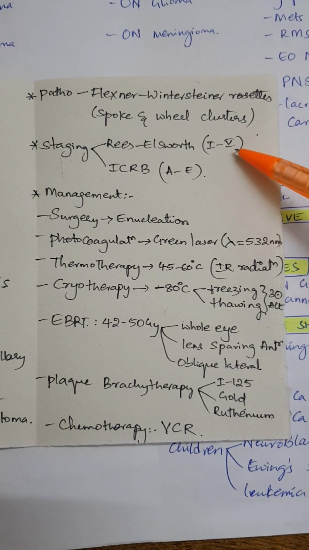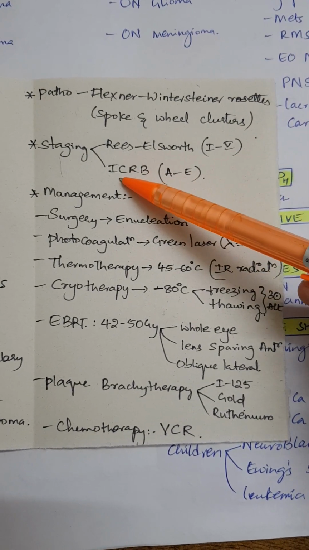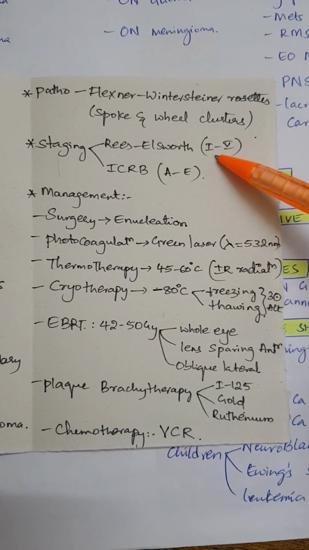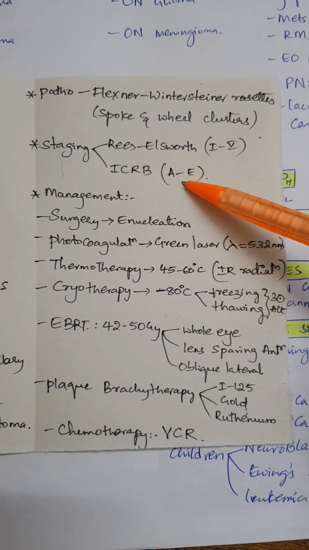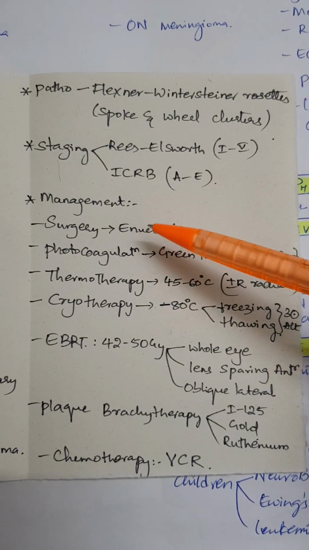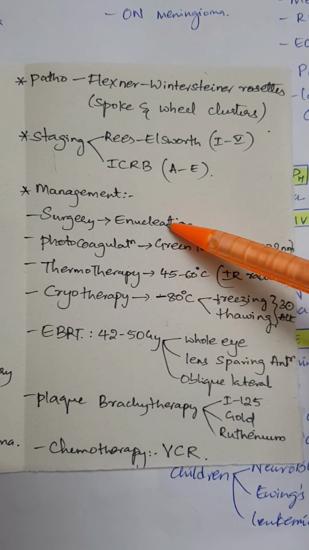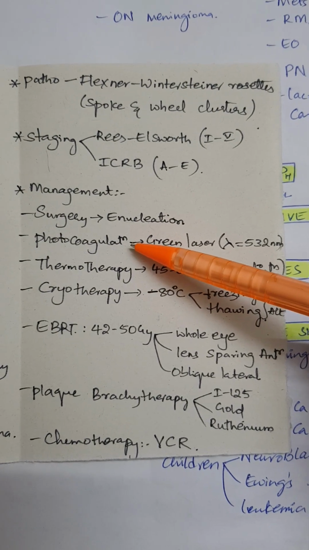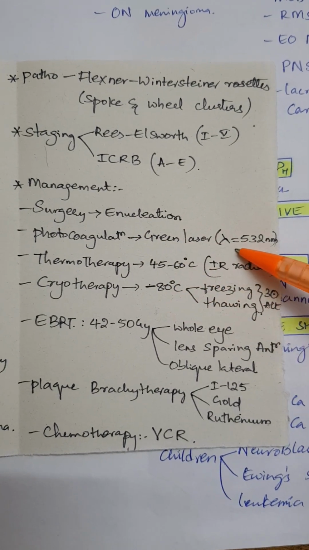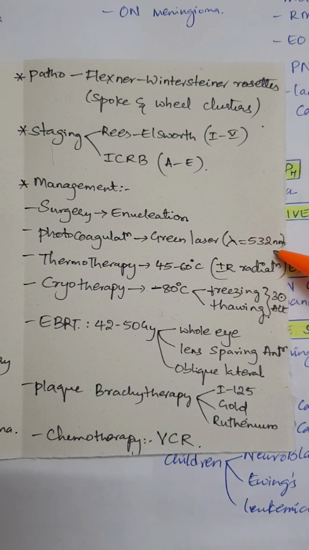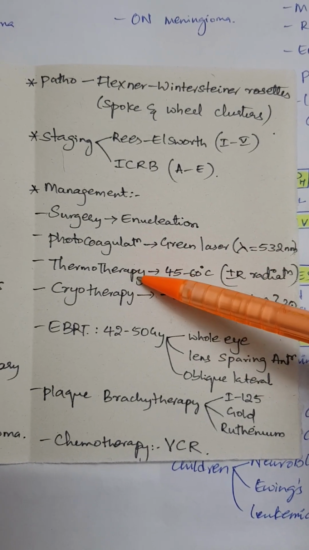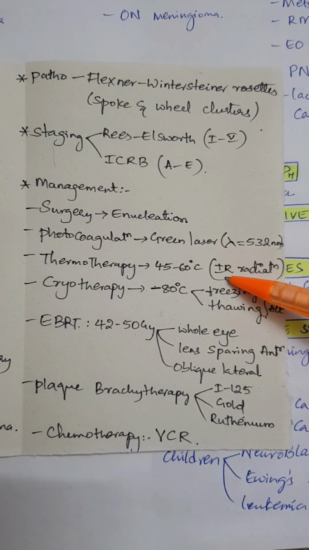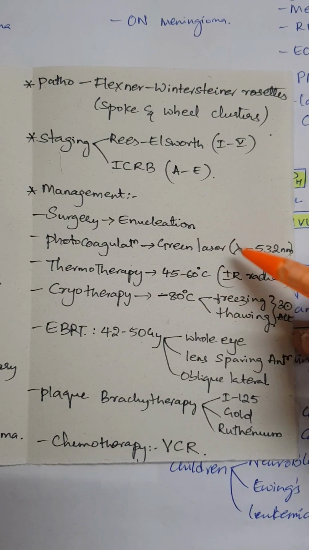The staging is based on Rees, Ellsworth and ICRB, that is International Classification of Retinoblastoma. Rees Ellsworth stages it from 1 to 5 and ICRB stages it from A to E. Management is basically surgery, that is enucleation. It can be photocoagulation in cases where the tumor is less than 3 mm, where a green laser of wavelength of 532 nanometer is used. Also thermotherapy can be used in those cases where 45 to 60 degrees Celsius using infrared irradiation is used.